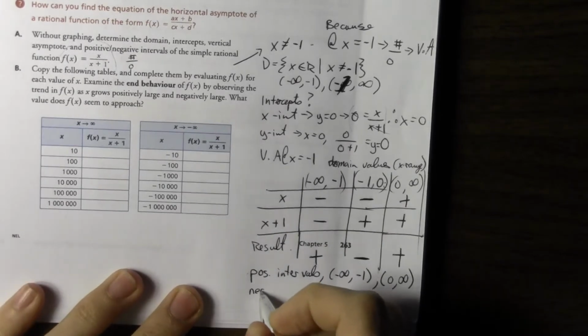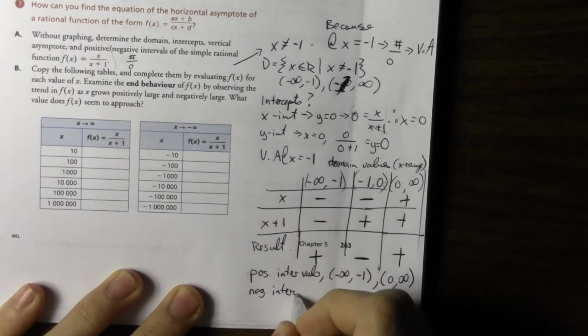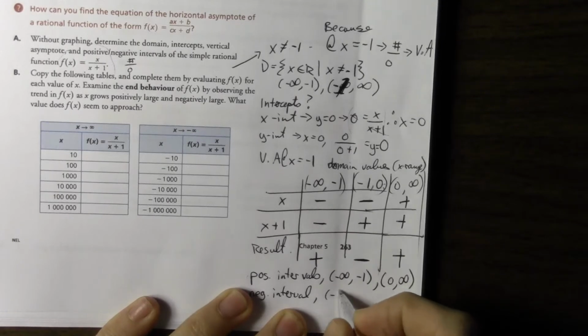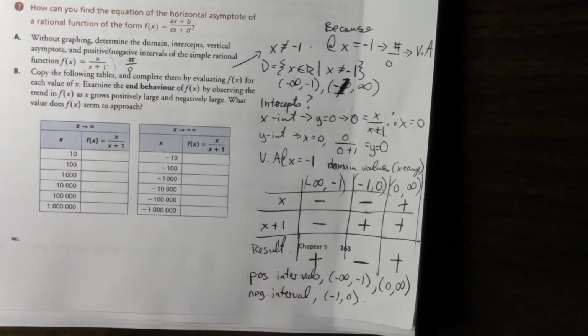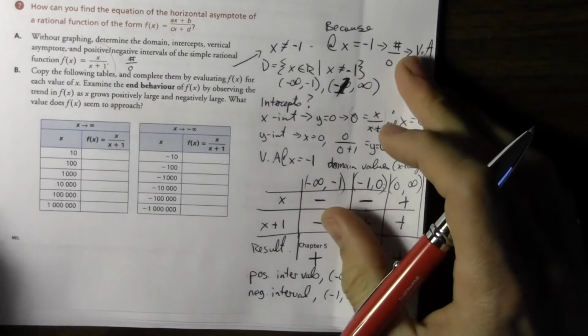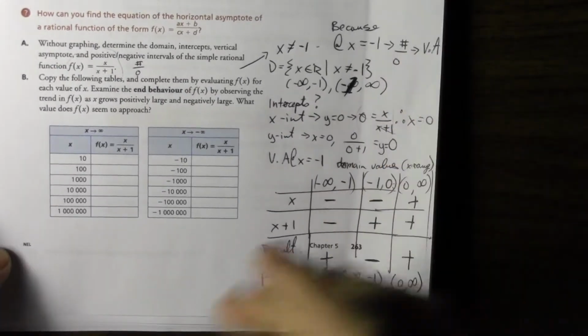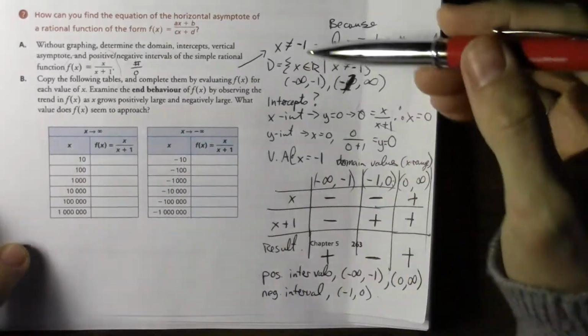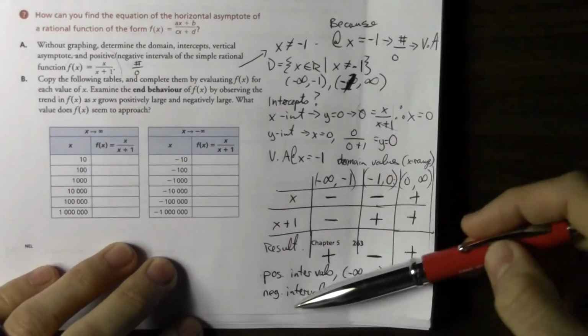And our negative interval. Any questions about that so far? Okay. So that's it for part A. It's a simple rational, so negative intervals. So yes, it's a lot, but we have a lot of information now about the graph.